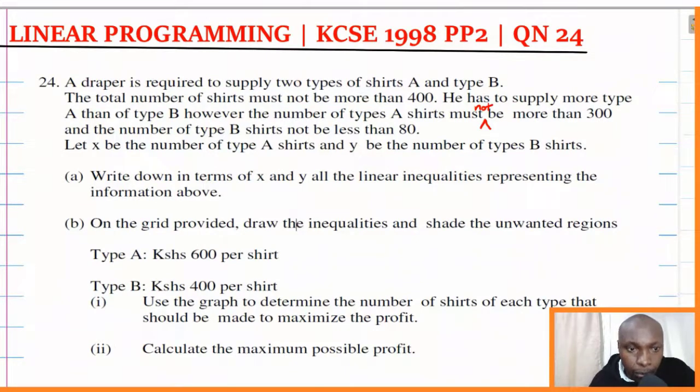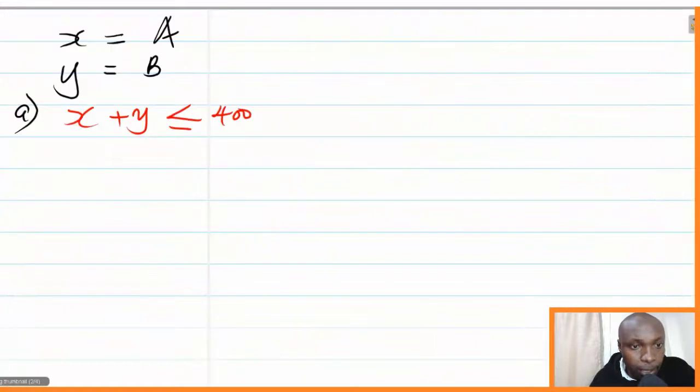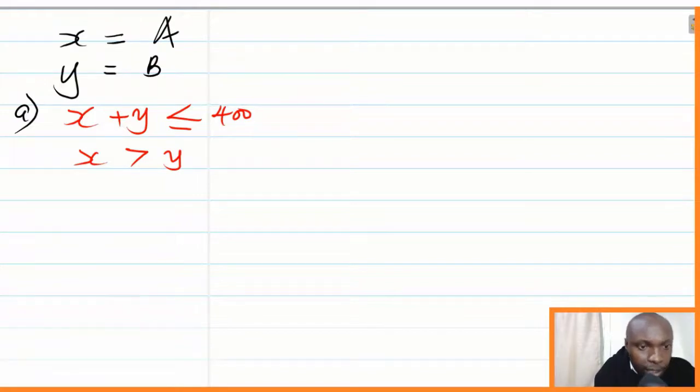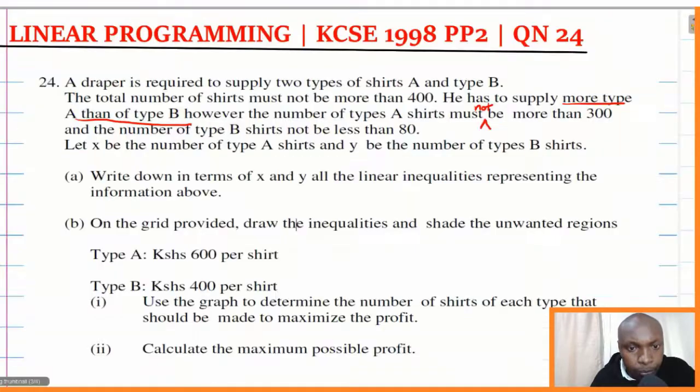He has to supply more type A than type B. That gives us another inequality. The number of shirts for type A, which is X, must be greater than the number of shirts for type B, which is Y. So that is the second inequality.